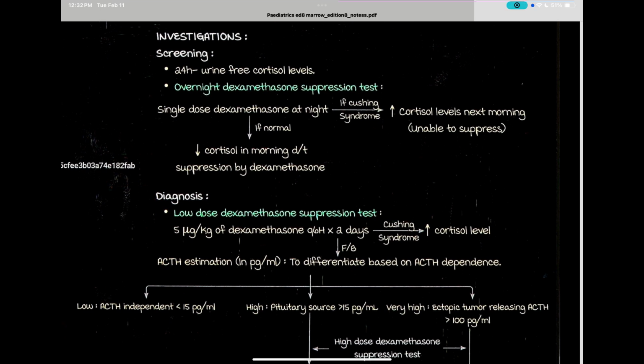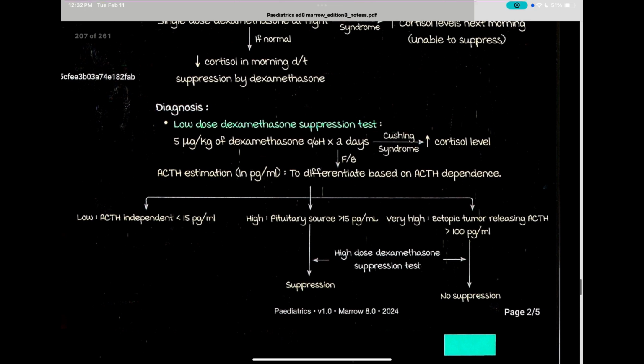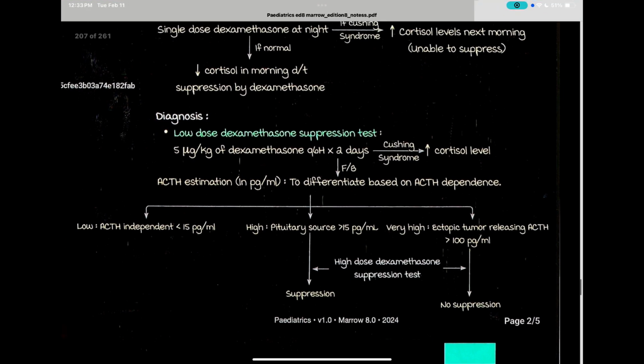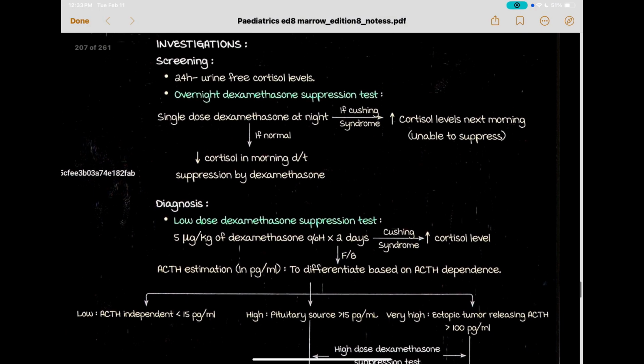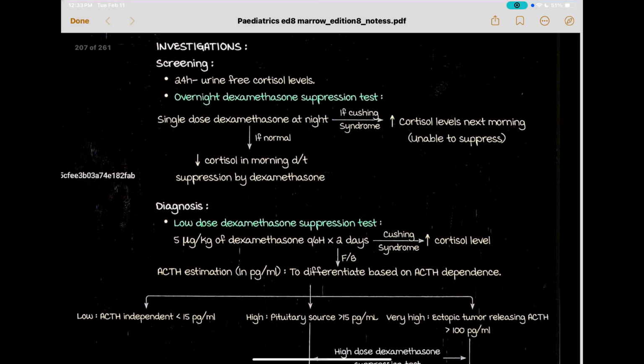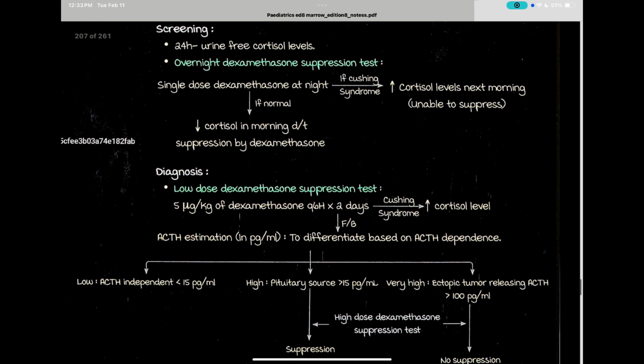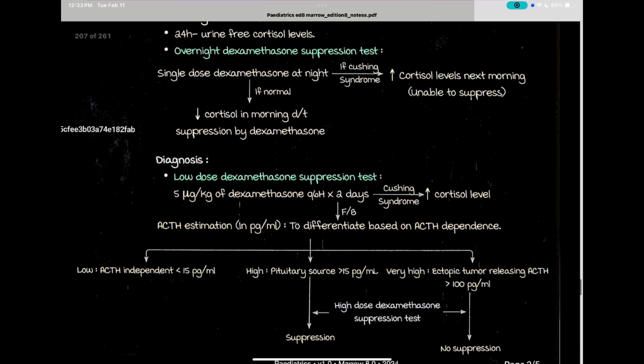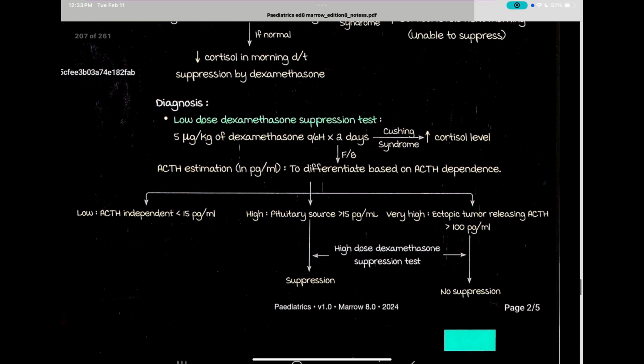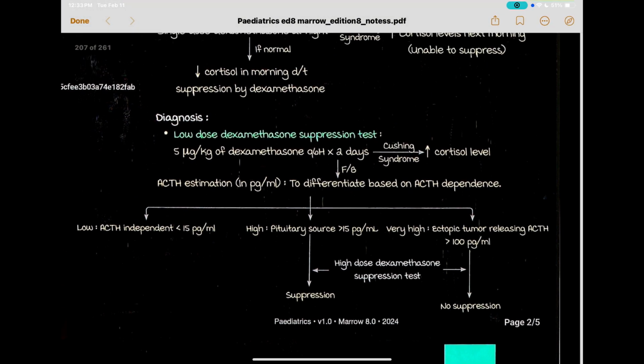Diagnosis: low dose dexamethasone suppression test. 5 microgram per kg of dexamethasone, 6 times a day for 2 days. In Cushing syndrome, the cortisol level will be increased. ACTH estimation in picogram per mL to differentiate based on ACTH dependence. So for screening you give the overnight dexamethasone test, and for diagnosis you give the low dose dexamethasone suppression test.